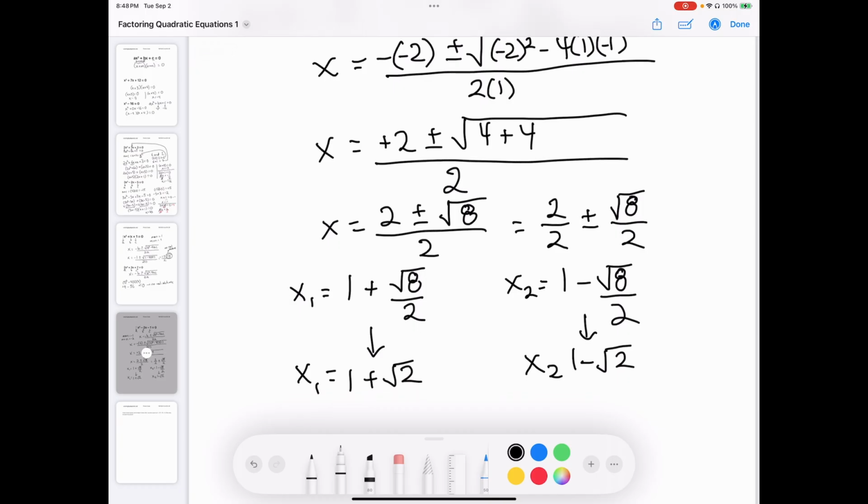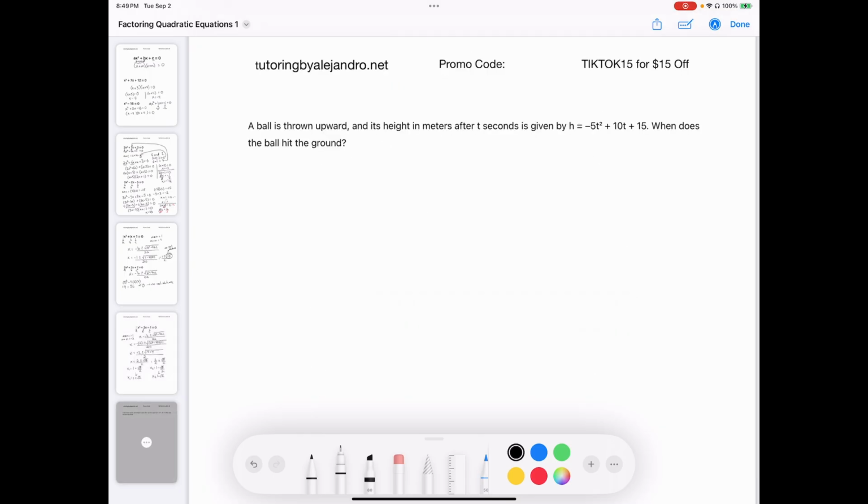As you can see, they're not integers, so factoring wouldn't really work here. So the quadratic formula is our foolproof way to solve these types of exercises. Okay, all right, moving on. Let's tackle a word problem. Let's apply this to a real SAT style word problem.